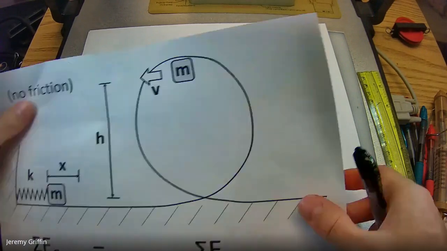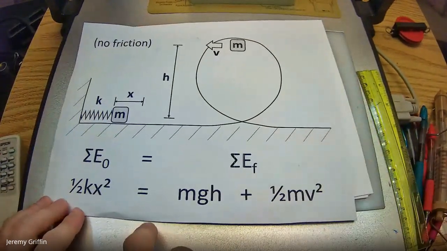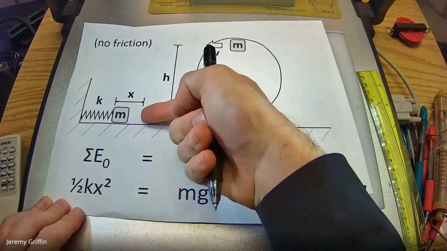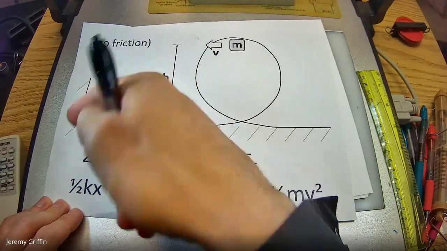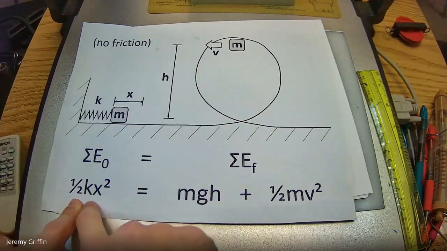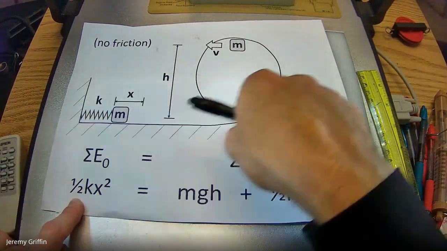Take a look at that one. Okay, so here, we've got it all set up. We're pressing this block against the spring. Right, there's a bunch of energy stored in the spring. Then let go, pew, it flies around the loop.